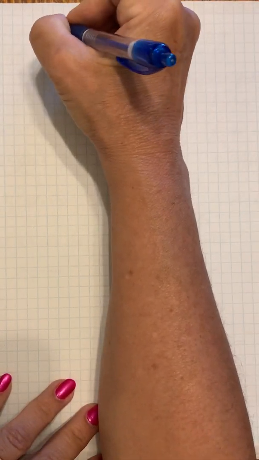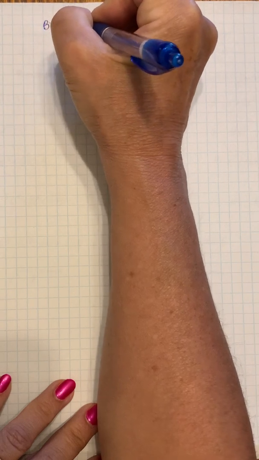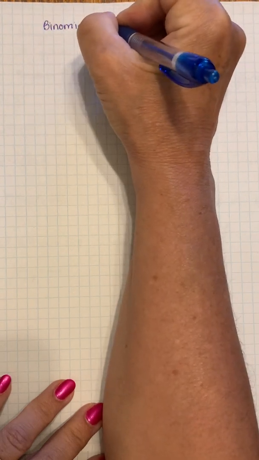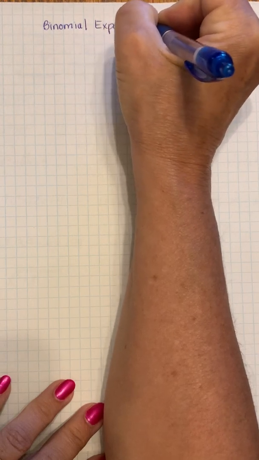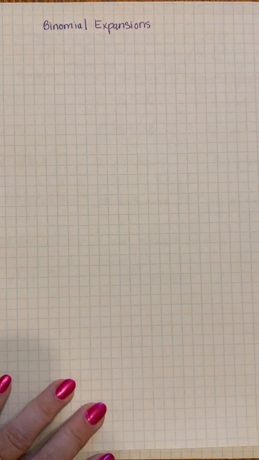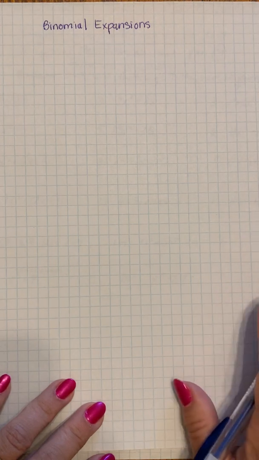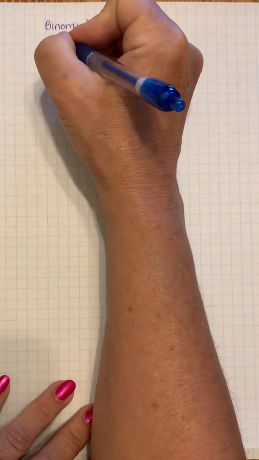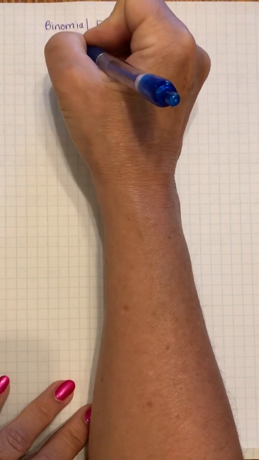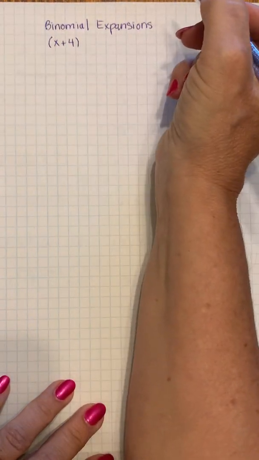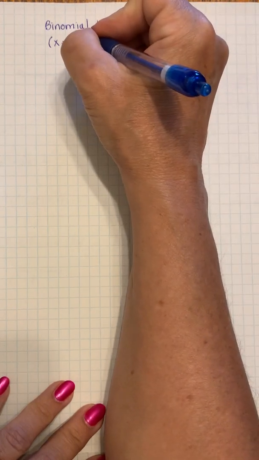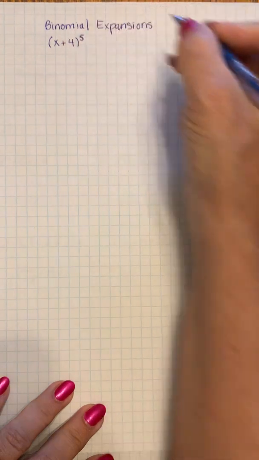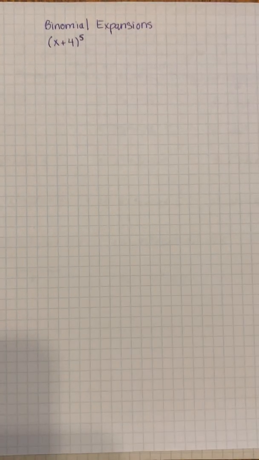Binomial expansions. Now, as you recall, binomial is two terms. So if you would recall, let's say we had x plus 4 and we wanted to square it. That wouldn't be too bad. Cubing it wouldn't be too bad. But what if we wanted to take it to the 5th power? Well, now it becomes a little bit more drawn out of a process.